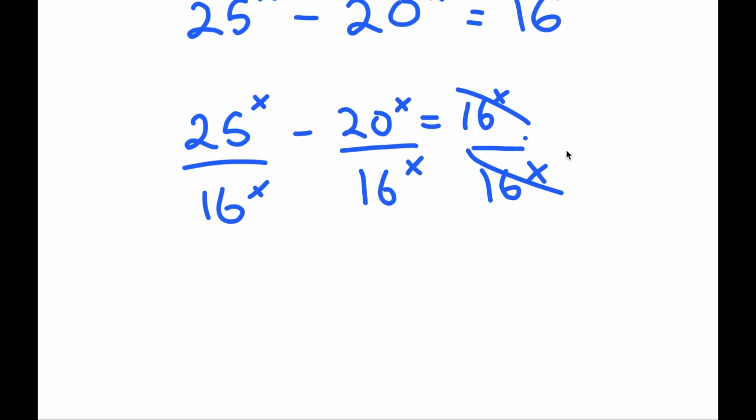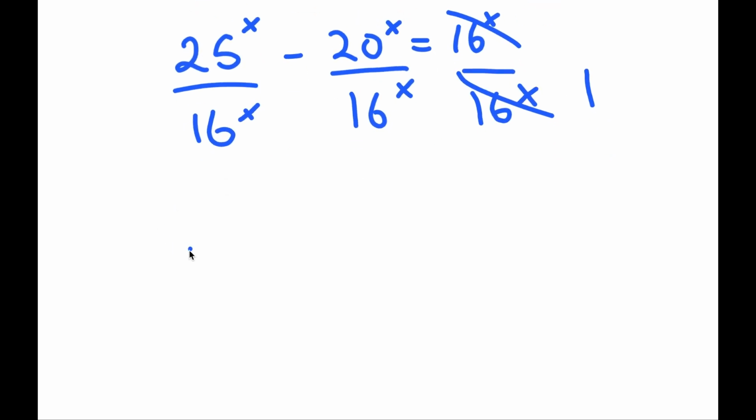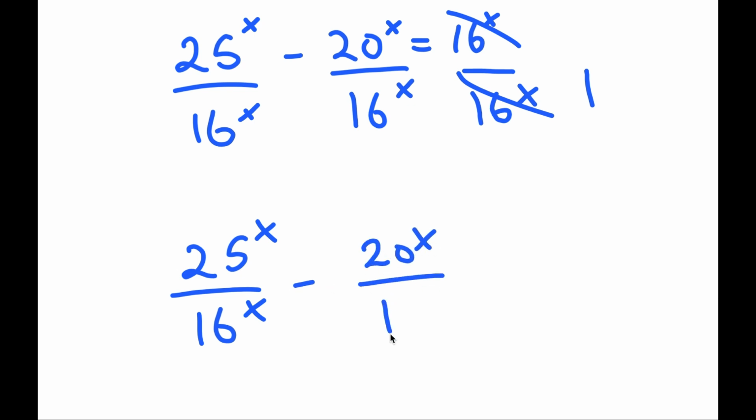So, these two cancel out on my right-hand side. So I'm left with 25 to the power of x over 16 to the power of x minus 20 to the power of x over 16 to the power of x is equal to 1.